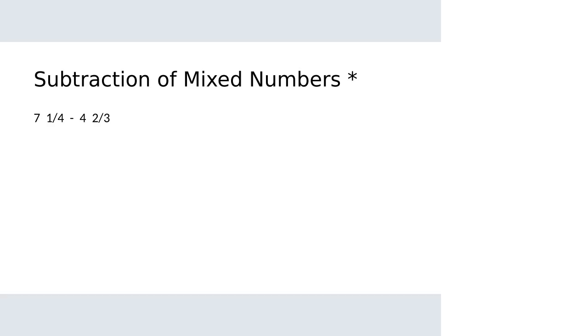Okay, let's see how we did on this one. Not unanimous, but close. A couple of disagreements. Okay, so this is the most complicated thing we've done. So let's be patient and talk through it. We're doing 7 1/4 minus 4 2/3.